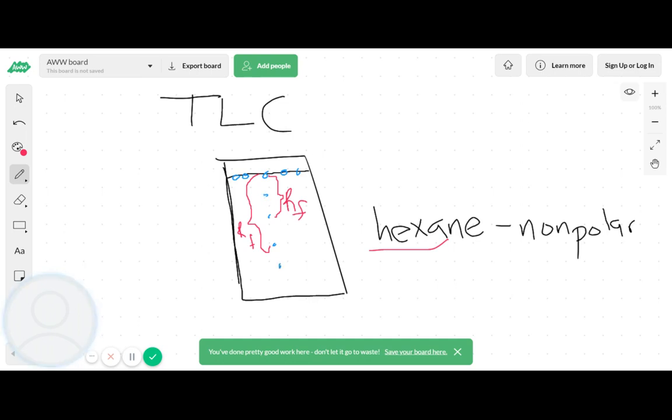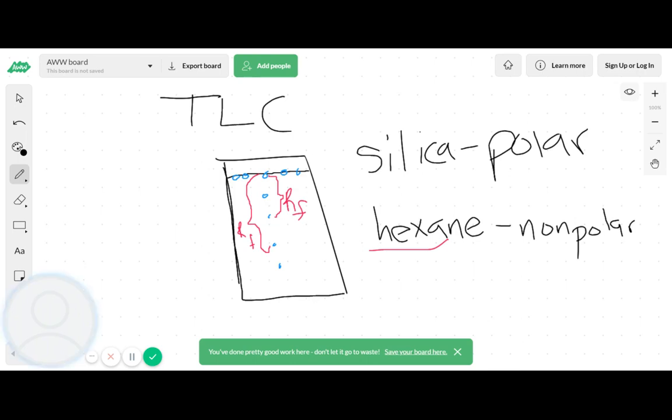Now, if it didn't go as far, and if it's closer to the beginning line, like right here, we would see that this is not as nonpolar as this component. So this component would probably be more polar because it has more affinity for your stationary phase, which is silica. I didn't write it, but silica is polar.